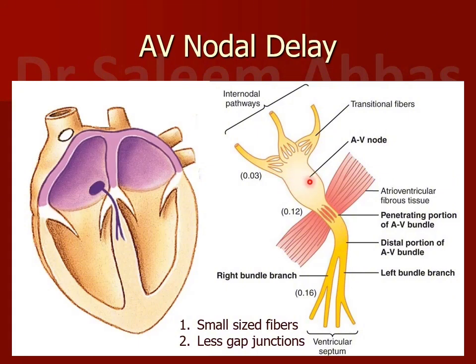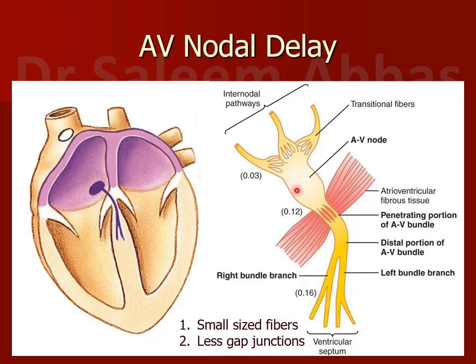very less. That's why the impulse transmission is slowed down, so there is a delay of 0.09 second in the AV node, and a delay of about 0.04 second in the AV bundle. So the total delay is 0.13 second, and it is because of these two reasons. By the time the impulse enters the first part of the ventricle, the right and left bundle branches, it takes about 0.16 seconds. After 0.16 second, it appears in the ventricles.